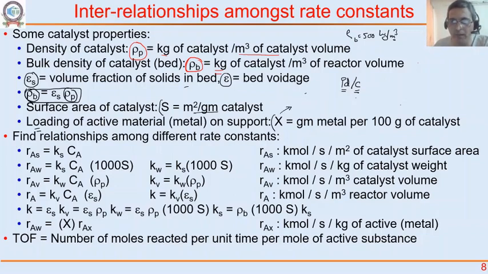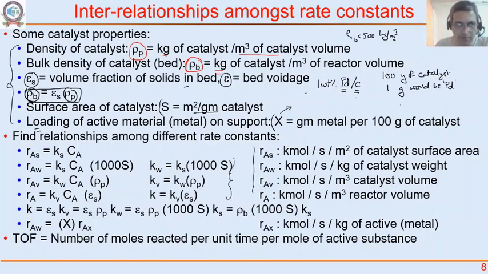So typically the platinum loading or palladium loading could be 1 weight %. That means if I take 100 grams of the catalyst, 1 gram would be the active metal, palladium or platinum, depending on whatever the case is. Now what we need to do is, using these properties of the catalyst, we'll try to relate the different kinds of rates. I've just given you some formulae, but we will actually do a problem and come back to these formulae, and we'll see how these formulae come about.